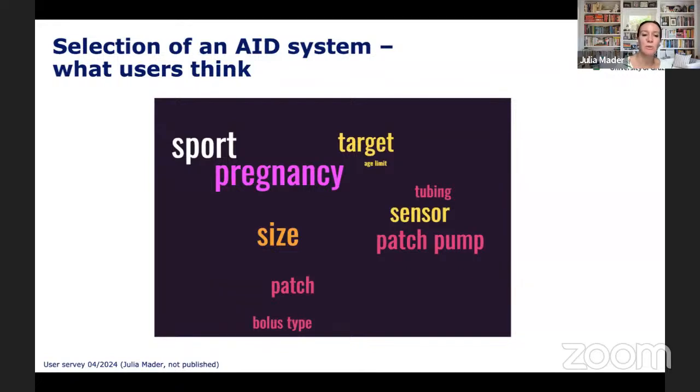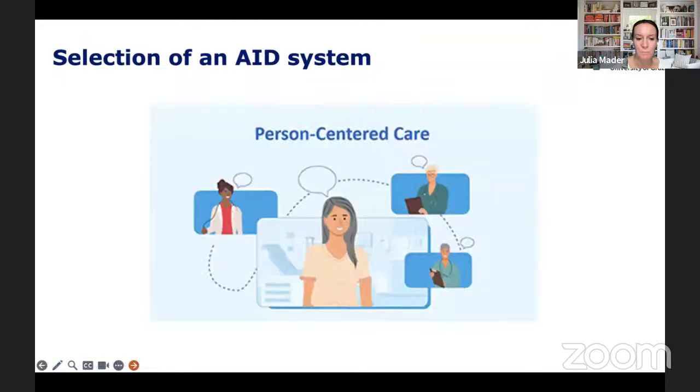And then, of course, when I asked people with diabetes during one of our patient events, they provided the feedback. For them, it's important to be able to use it during sports. It might be important to have a patch pump. Tubing is important. For some, the age limit, so that was mostly the parents of kids with diabetes, and also if there are different bolus types that can be used. So the selection of the AID system should be patient-centered or person-centered, because the person is living with the device 365 days, and we are just dealing with it during in-clinic visits.